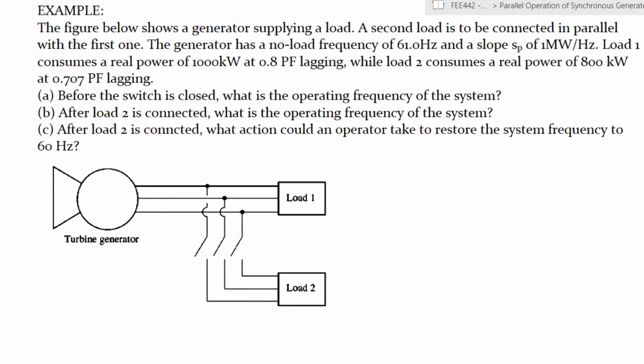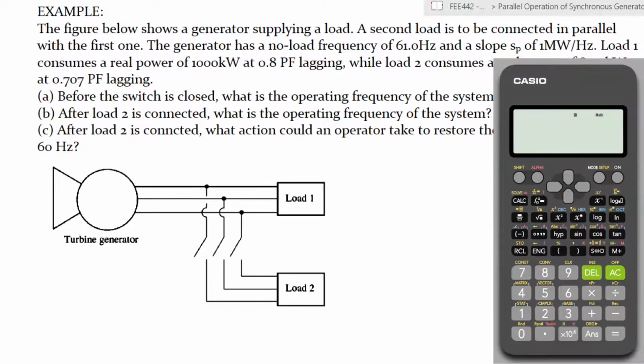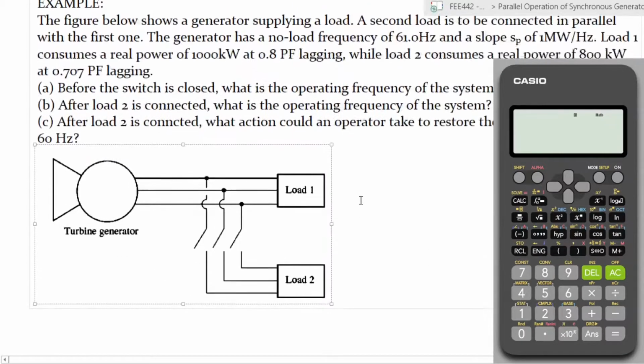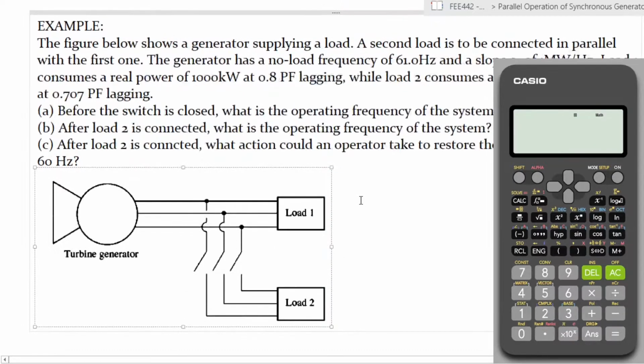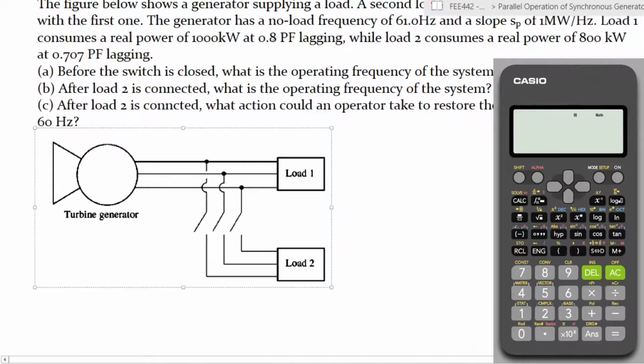Before the switch is closed, what is the frequency? After the load is connected, what is the frequency? And what can we do to restore the system frequency to a desired value? Right, so let's look at that. So first of all, before the switch is closed, what is the operating frequency? So we have a number of things that can assist us in knowing that. So you know that power is equal to SP into FNL minus F system, right? So if we rearrange that, we will get F of the system is equals to FNL minus power over SP.